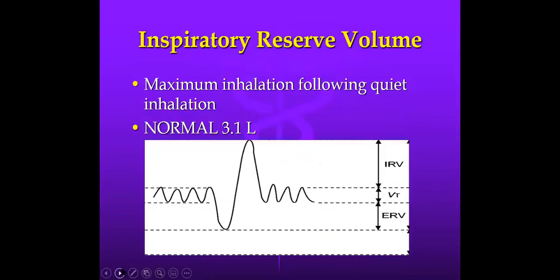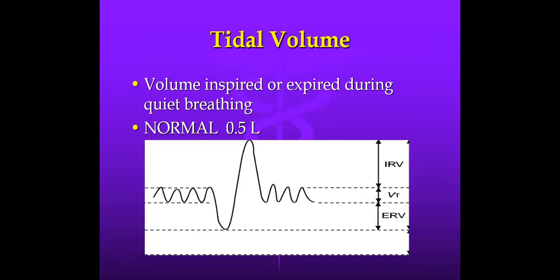All right, we did this one already. Now, they're talking about the definitions. Inspiratory reserve volume is maximum inhalation following a quiet inhalation. After I inhale quietly, then I maximally inhale after that, that is my IRV, and it is 3.1 liters. Tidal volume is the volume inspired or expired during quiet breathing. The in and out, normal in, normal out. It is 0.5 liters, and that's 500 milliliters. Make sure you're able to convert between liters and milliliters.